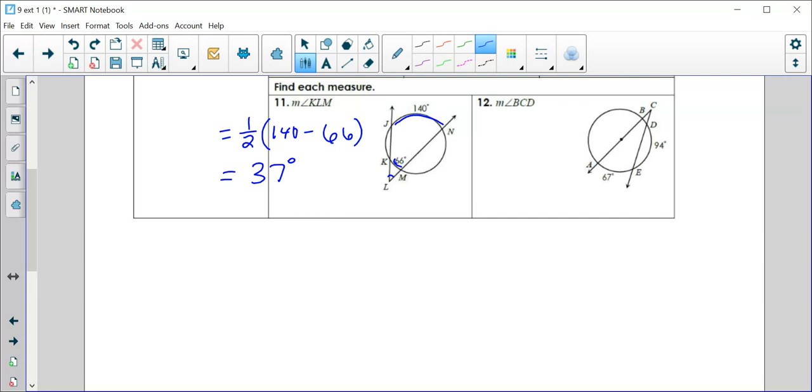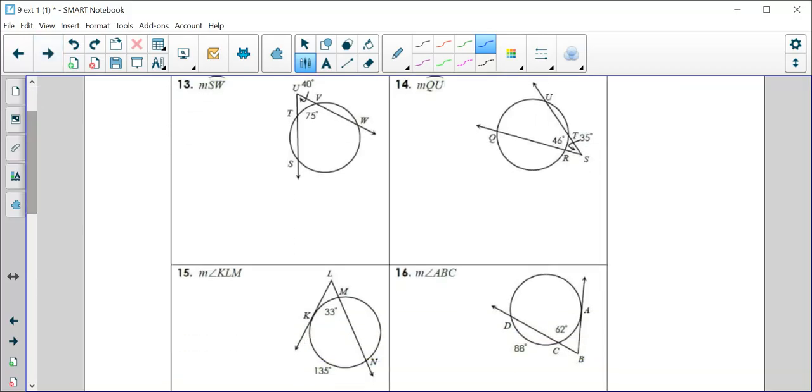All right, let's do number 13. We'll stick with the odds here. Okay, this one's a little tougher because we don't know the big arc, but we do know the angle. So we're going to go angle equals half of that big arc, we're going to call it X or whatever you want to call it, minus the small arc, and then divided by 2 or cut it in half there.